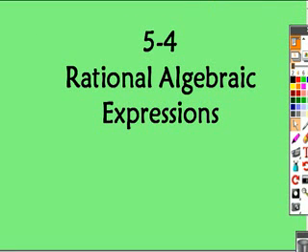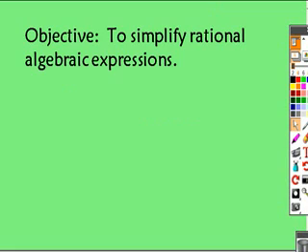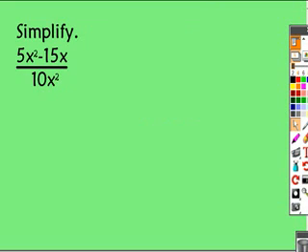Algebraic expressions once again, but here they are not going to be just monomials. There are going to be sums and differences mixed in. So we will continue to simplify, but before we can do any simplifying, we have to make sure that the numerator and the denominator are expressed in factored form.